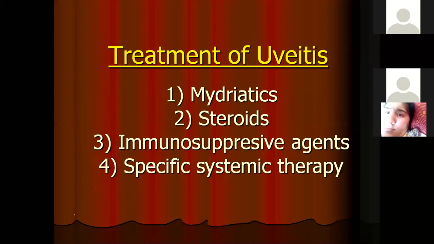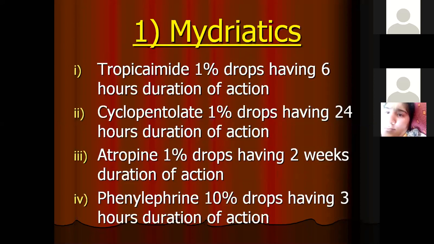Now the treatment of uveitis. Treatment is divided into 4 groups: mydriatics, steroids, immunosuppressive agents, and systemic specific therapy. The first line of treatment, mydriatics. These are the different mydriatics which can be used in uveitis: tropicamide, cyclopentolate, atropine, and phenylephrine drops.